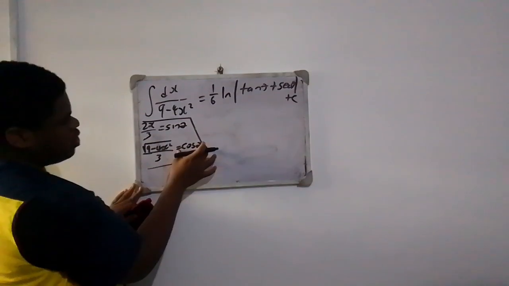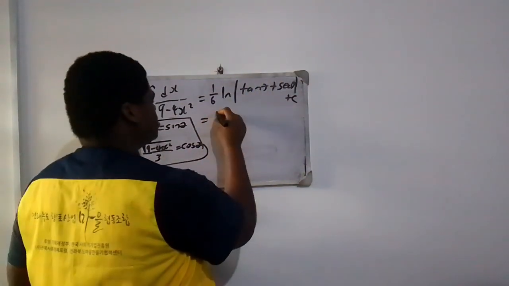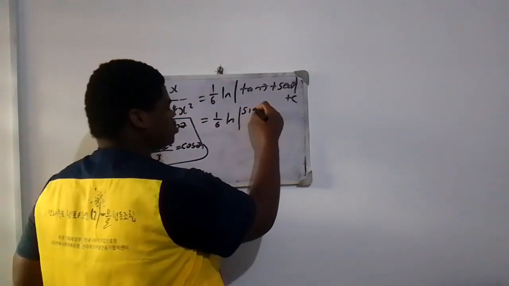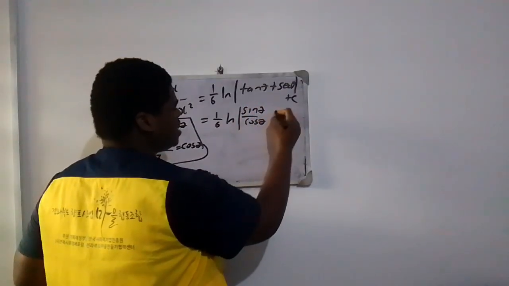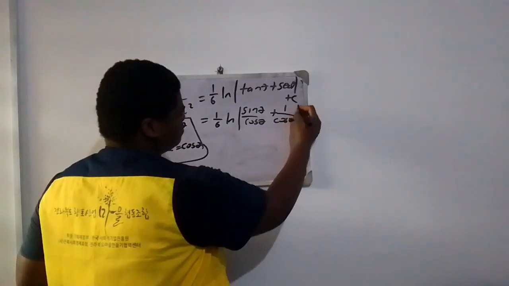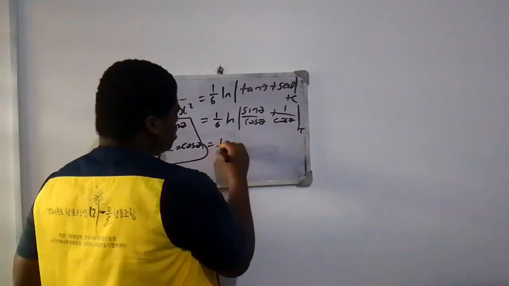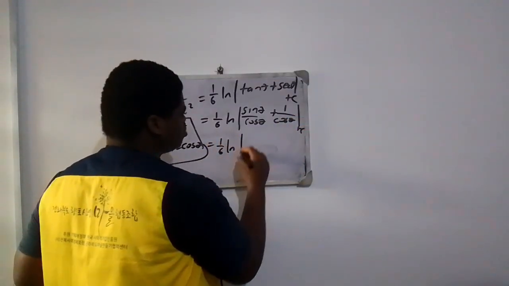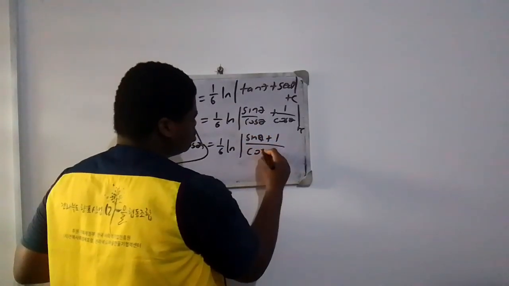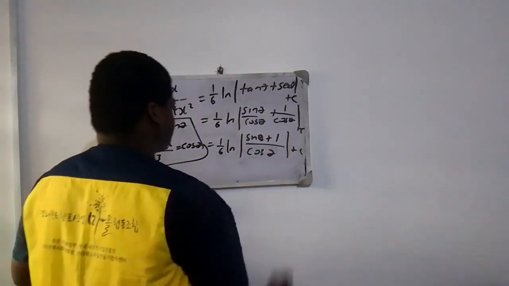Now how do you get sine and cos in all of this mess? This is equal to 1 over 6 times the natural log of the absolute value of tan theta, which is equal to sin theta over cos theta, plus sec theta, which is equal to 1 over cos theta, plus c. So this is equal to 1 over 6 times the natural log of the absolute value of sin theta plus 1 divided by cos theta plus c.